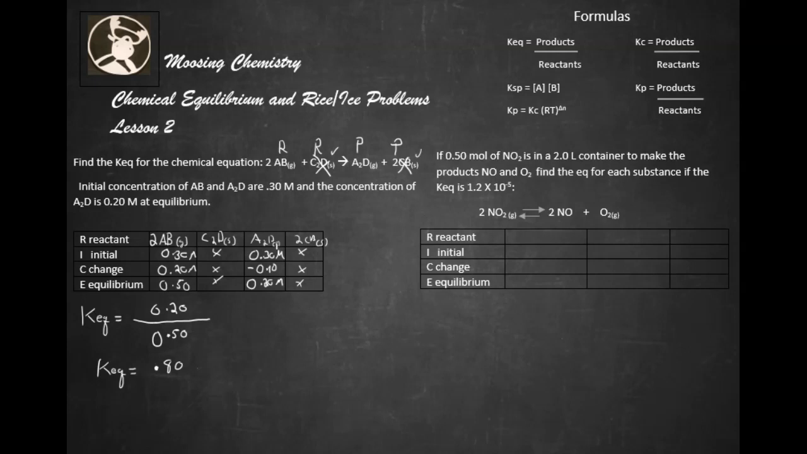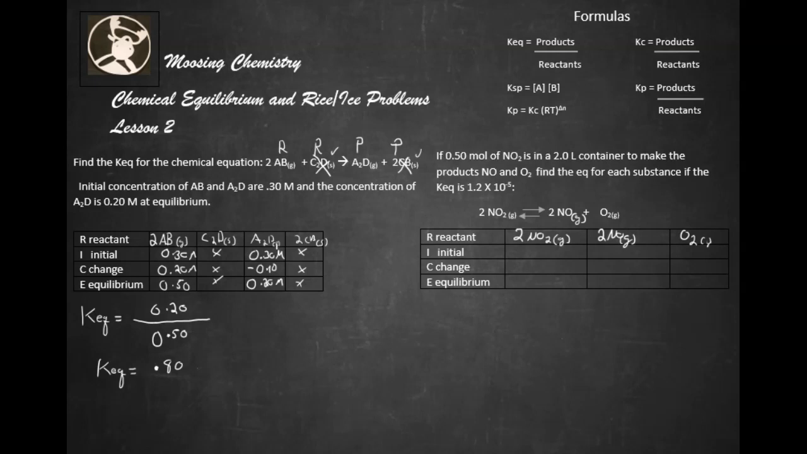Alright, so first of all, let's go ahead and write our equation in for our reactant. So this is 2NO2, and it's a gas. And this NO here, guys, is going to be a gas. And this oxygen is going to be a gas. So this is going to be 2NO gas plus O2 gas.